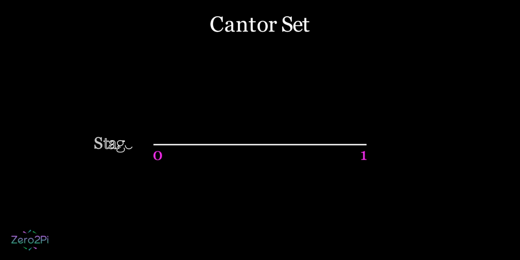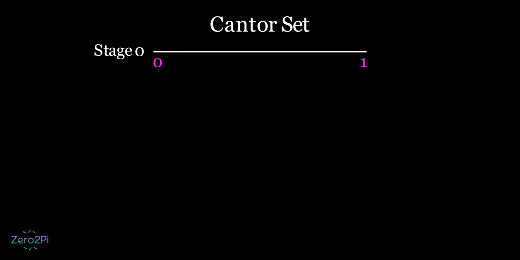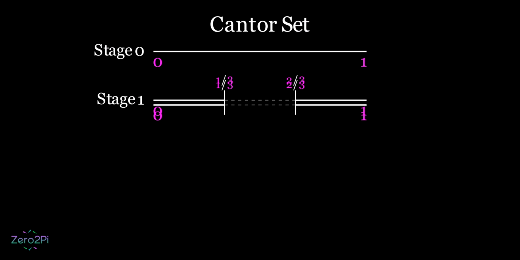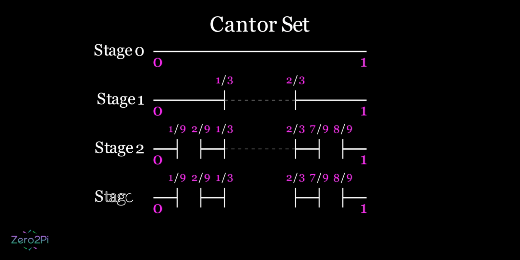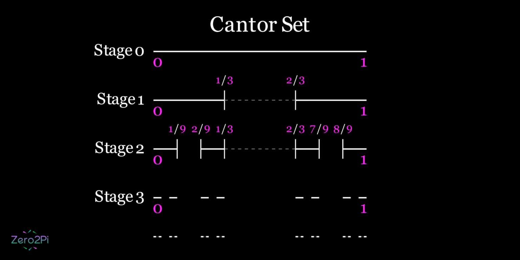For the Cantor set, start with a line from 0 to 1. This is stage 0, the closed interval from 0 and 1. In stage 1, we remove the middle third, which is the part from 1/3 to 2/3. We're left with two smaller pieces. For the next stage, we again remove the middle third of each of those. Repeat this process all over for stage 3, and so on, forever. The collection of points that survives after infinitely many stages is the Cantor set.